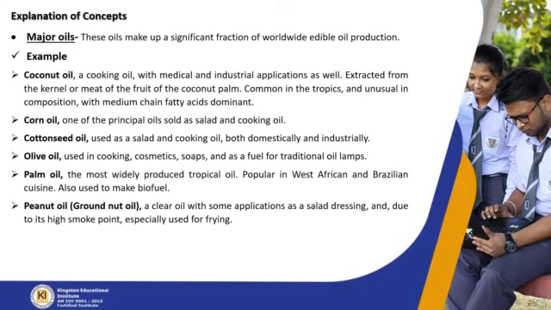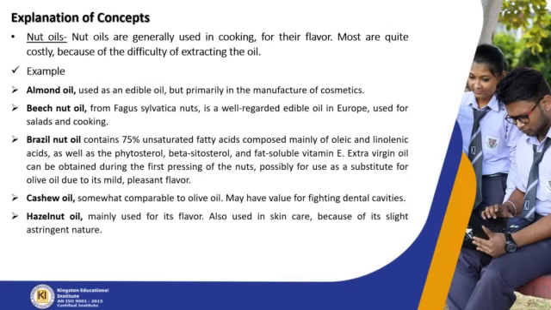Next one is palm oil. Palm oil is a tropical oil, popular in West African and Brazilian cuisine. It is normally extracted from palm trees. Next one is peanut oil or groundnut oil, a liquid used in different types of salad dressing as well as for cooking and frying purposes. It is extracted from peanuts.